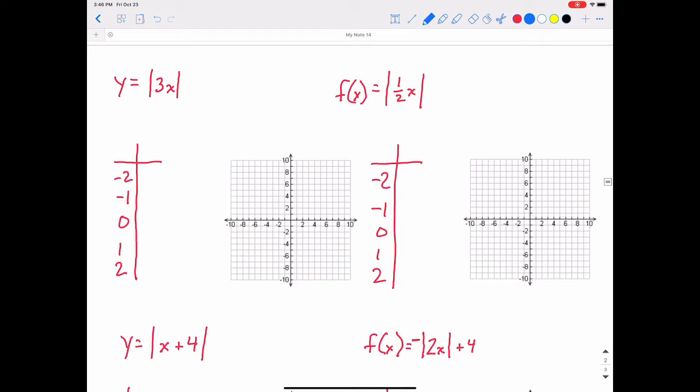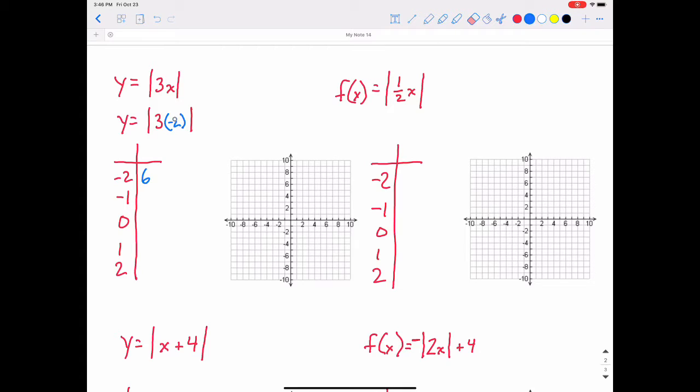How does multiplying affect the graph? So on this one, we're going to have y equals the absolute value of 3 times the numbers that we plug in for the x. So when we plug in -2, we're going to take 3 times -2, which is -6, and then take the absolute value of that, which will be +6.